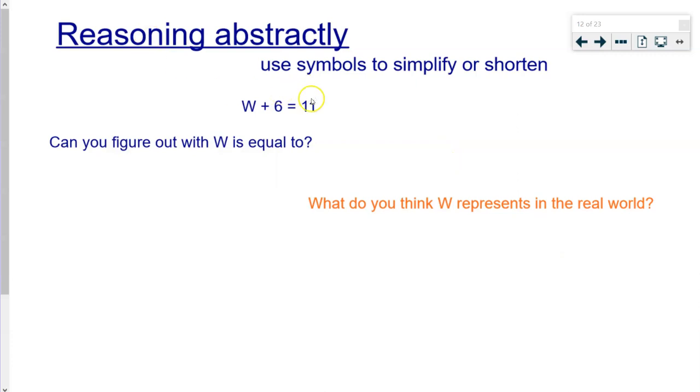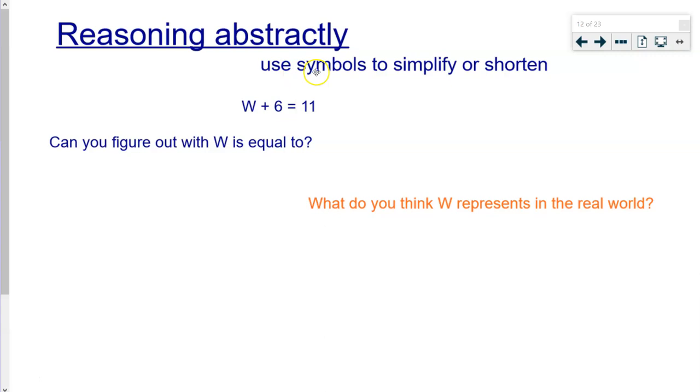So reasoning abstractly means that we're going to be using symbols to simplify or to shorten. So I do have this very simple equation, W plus 6 equals 11. Can you guys figure out what W is equal to? What is it? It's 5. Easy, right? How many of you guys figured it out within just a couple seconds of looking at it? Exactly. It's very simple, very easy.